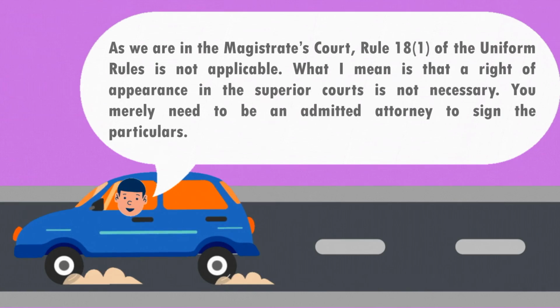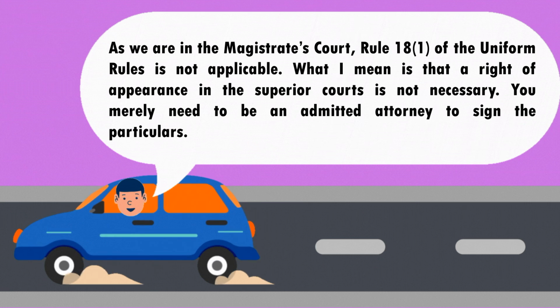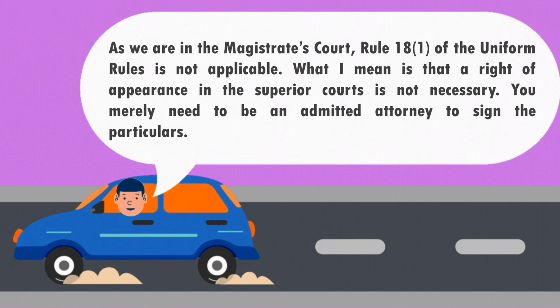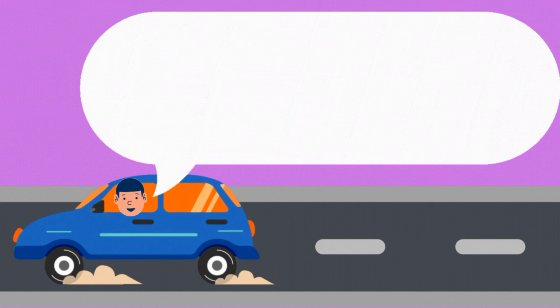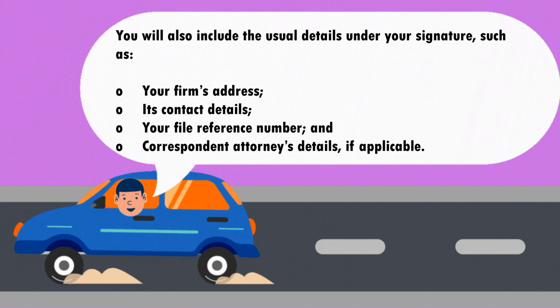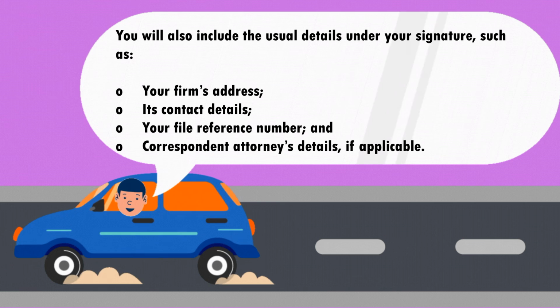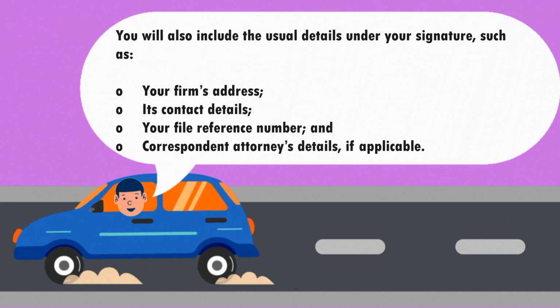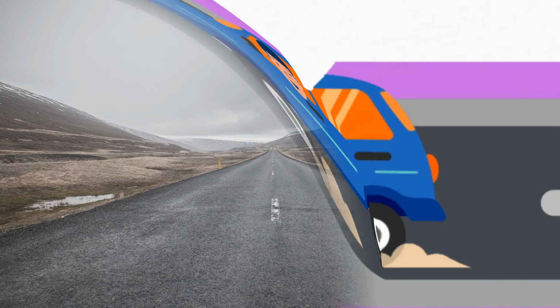As we are in the Magistrates Court, Rule 18 subsection 1 of the Uniform Rules is not applicable. What I mean is that a right of appearance in the Superior Courts is not necessary. You merely need to be an admitted attorney to sign the particulars. You will also include the usual details under your signature, such as your firm's address, its contact details, your file reference number, and correspondent attorney's details, if applicable.